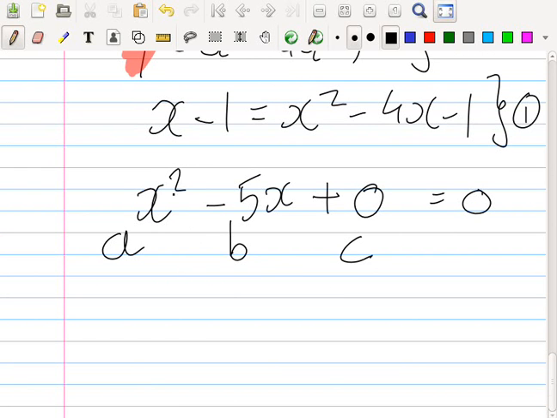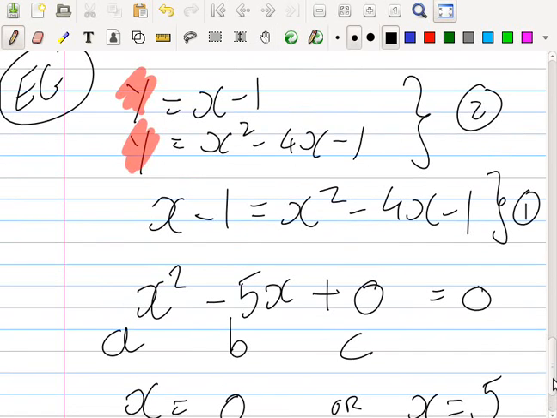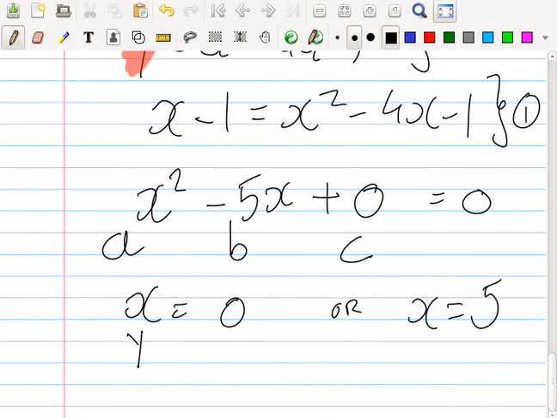This gives me 2 answers here. X equals 0 or x equals 5. Yep, so I have my x. Anybody know how I can get my y? Yeah, if I just sub it back in. Now which one would be the easier of the 2 to sub in? The first one, yeah. Y is just x minus 1. So there y would just be x minus 1. So that would be 0 minus 1, which is minus 1, and that would be 4. So there you go. There's the first point, 0 and minus 1, and the second point, 5 and 4.